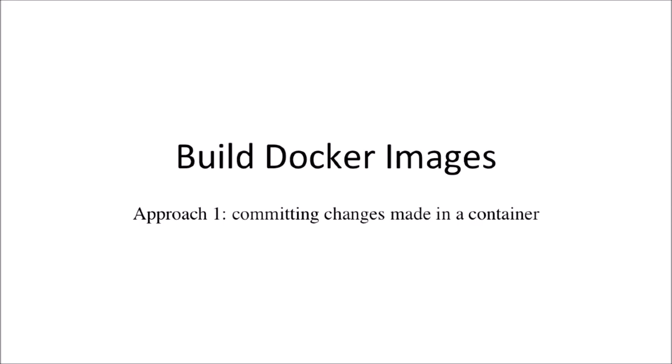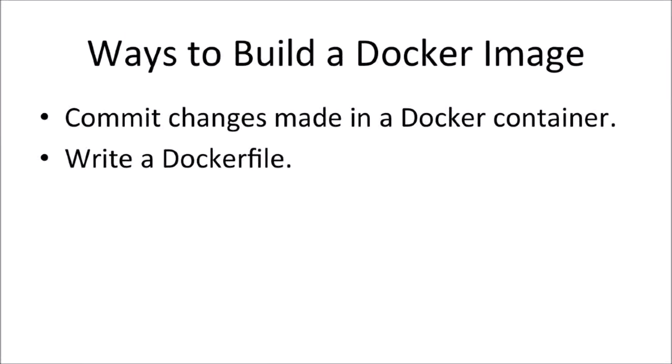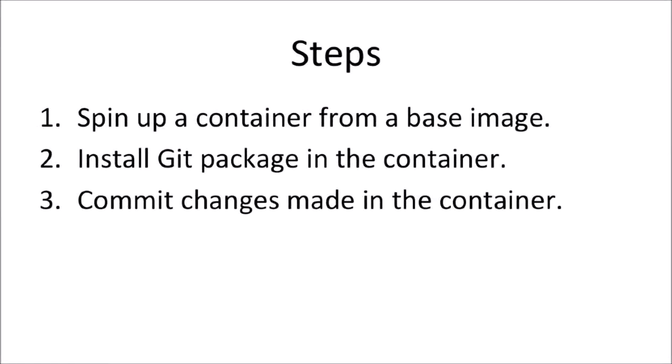In this lecture, we'll learn how to build Docker images. There are two ways to build a Docker image. We can either commit our change made in a container to make a new Docker image, or we can write a Dockerfile to build an image. In this lecture, we'll start looking at the first approach.